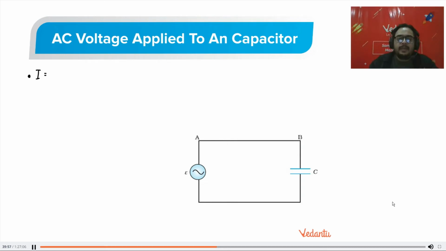If the voltage is given to me as Vm sine omega t, current I got in the circuit was Vm into omega C into cos omega t.